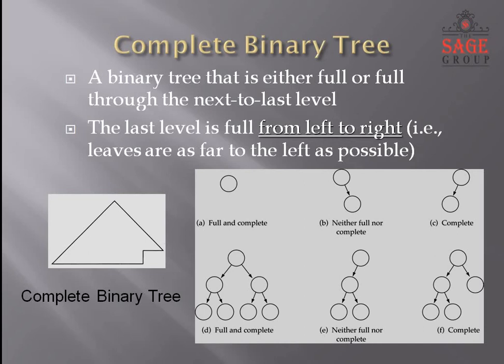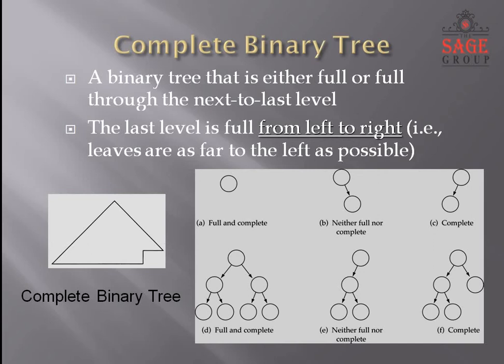Then come to the C diagram. Here it is not a full binary tree, but it is a complete binary tree because the nodes at the leaf level are filled from left to right. Now come to the D diagram. It is both full and complete because at every level, if I come to level 1, then 2 to the power of 1 means I am having 2 nodes. If I come to level 2, then 2 to the power of 2, I am having 4 nodes. So it is a complete as well as a full binary tree.